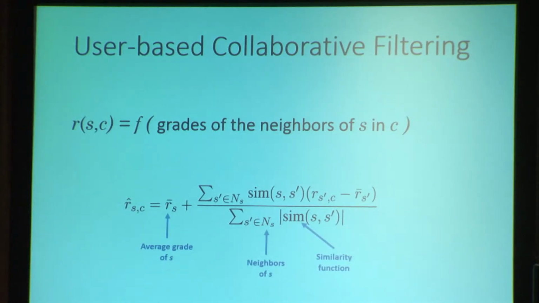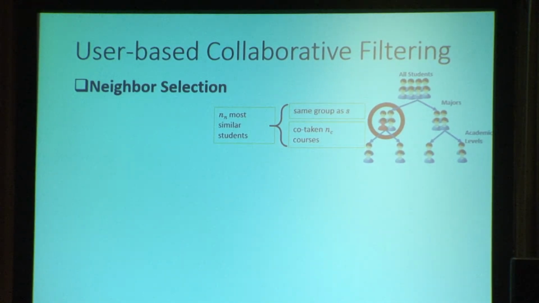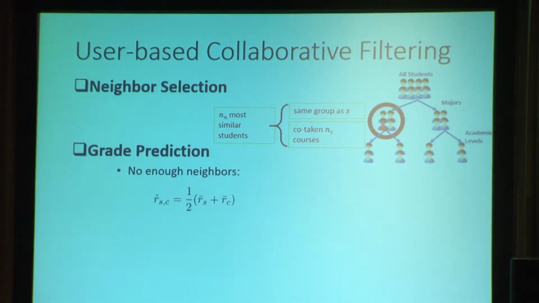As for user-based collaborative filtering, it generally predicts the grade of a student in a course based on how his neighbors performed in that course. And the key point here is how to select the neighbors. Neighbors are selected as follows. Every student in the same group as the target student is selected as a neighbor, and he must also have co-taken a number of similar courses with that student. And then we limit the cardinality of the neighborhood set to only include the top most similar neighbors to that user. Once the neighbors are selected, grade prediction is done normally, but when not enough neighbors are found, the grade is predicted based on the average student and course grade.